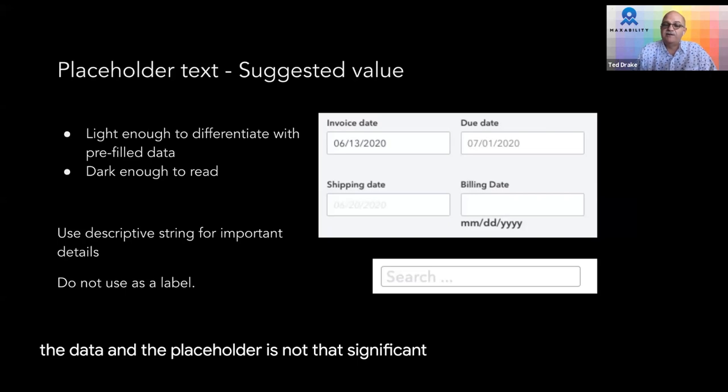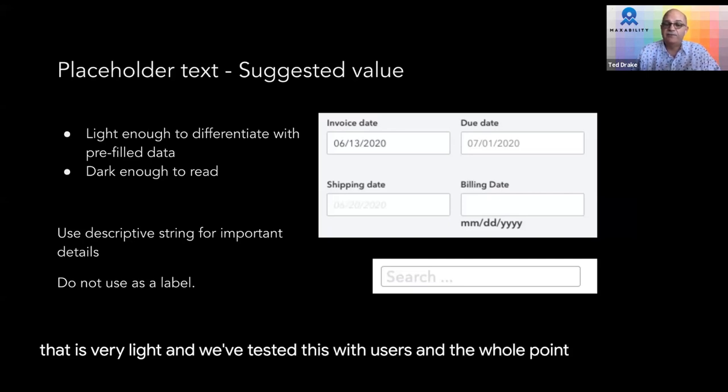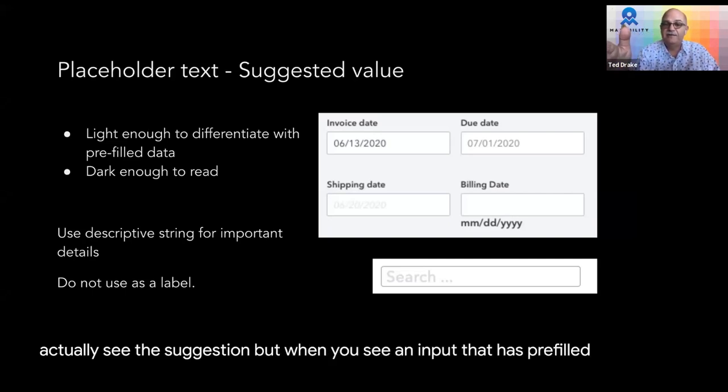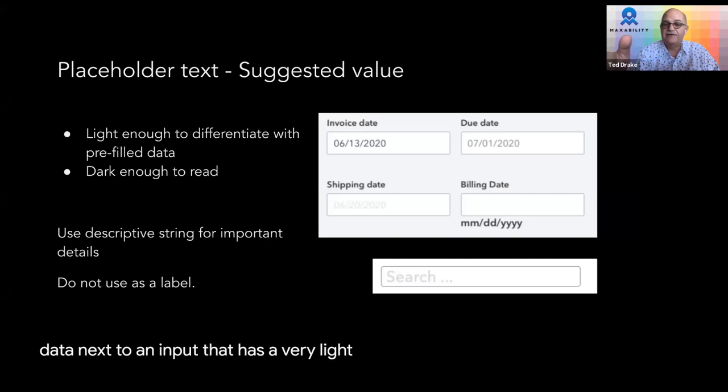So we purposely use a placeholder that is very light. And we've tested this with users, and the whole point of a placeholder is it's a suggestion. It should be dark enough that you can actually see the suggestion. But when you see an input that has pre-filled data next to an input that has a very light placeholder, there is no question that the placeholder still needs to be inputted. And when we tested with accessible placeholders, what we found is that people were not filling in all the inputs.